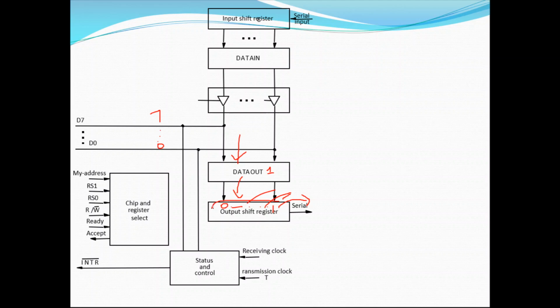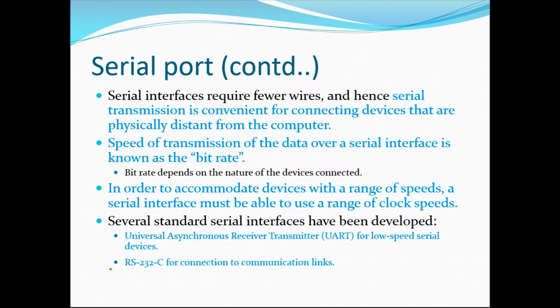When all 8 bits are sent out, the output shift register is again ready to receive the next set of 8 bits from the data out register. So here we are converting parallel data to serial while writing to a serial IO device. This is how serial data is converted to parallel, or parallel data is converted to serial, for communicating with the serial IO device.